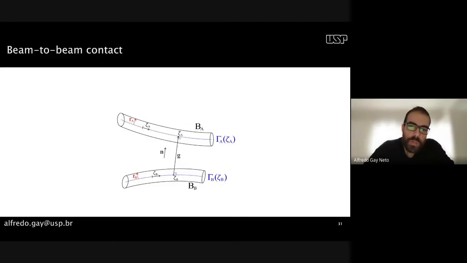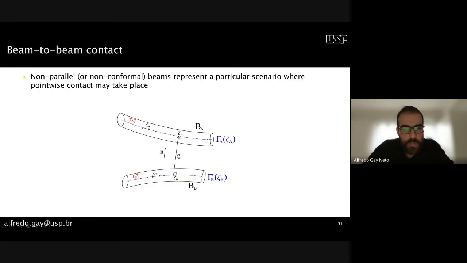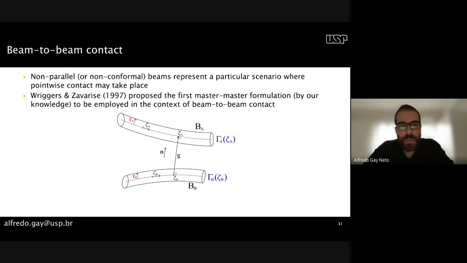Now going to beam-to-beam contact. Imagine that we have two beams described by the beam axis here in one body and the other one. Let's call it gamma A and gamma B. This zeta A and zeta B are what we call convective coordinates that describe this dotted line, the beam center line. You also have the radii, R A and R B, of both. Usually when you have non-parallel or non-conformal beams, this may be seen as a nice way to define a pointwise contact interaction, as proposed in the paper of Zavarise and Wriggers, 1997.